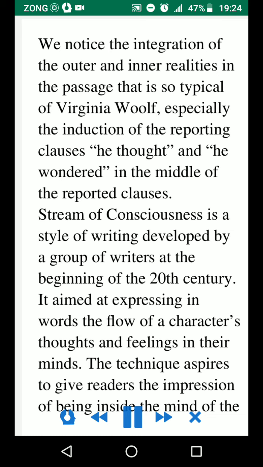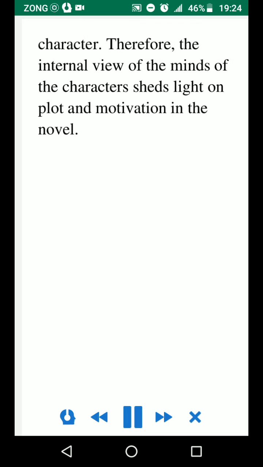Stream of consciousness is a style of writing developed by a group of writers at the beginning of the 20th century. It aimed at expressing in words the flow of a character's thoughts and feelings in their minds. The technique aspires to give readers the impression of being inside the mind of the character. Therefore, the internal view of the minds of the characters sheds light on plot and motivation in the novel.